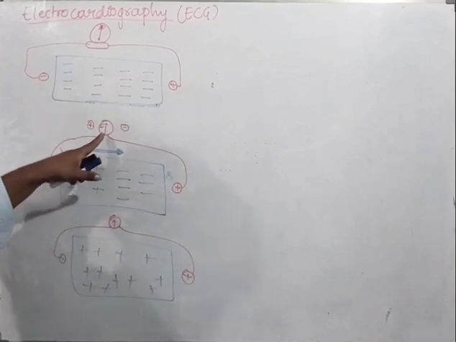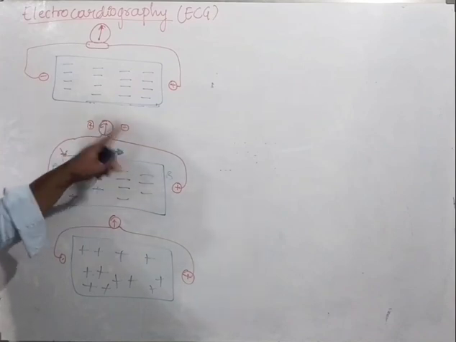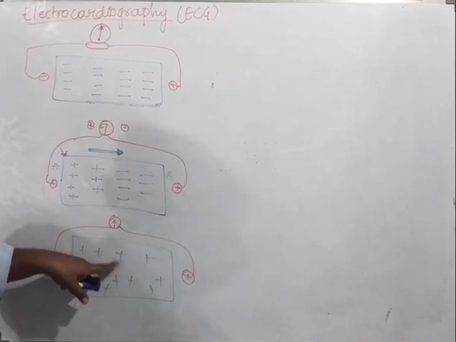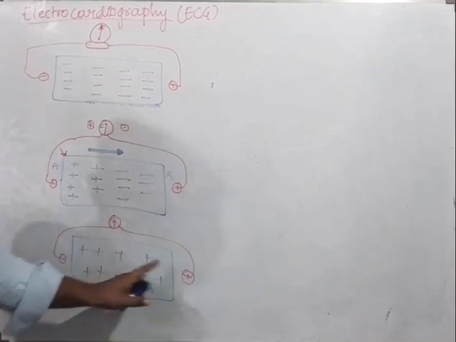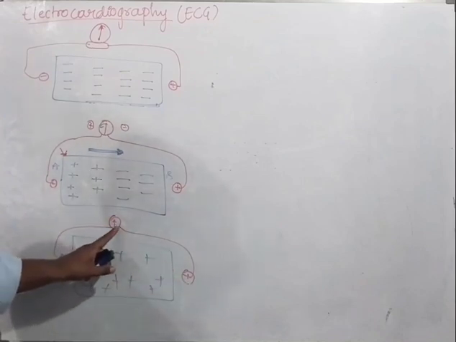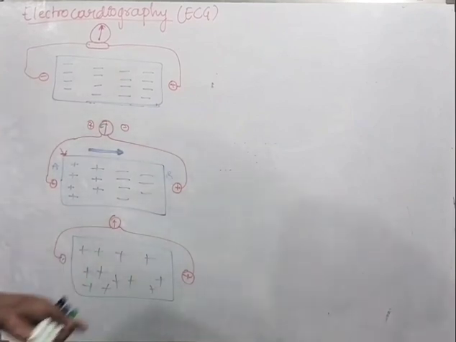In depolarization there is a fluctuation of current, a fluctuation of the needle towards the positive. When the tissue is completely depolarized, that means all the charges are positive. The current is not moving from this side to this side or this side to this side, which means there is no deflection in the galvanometer.